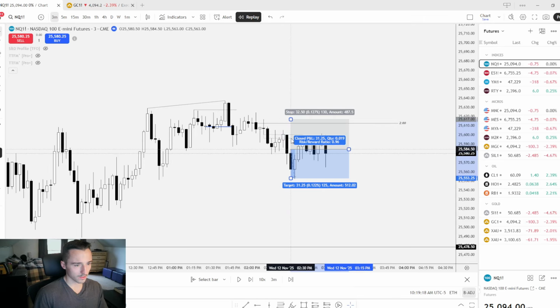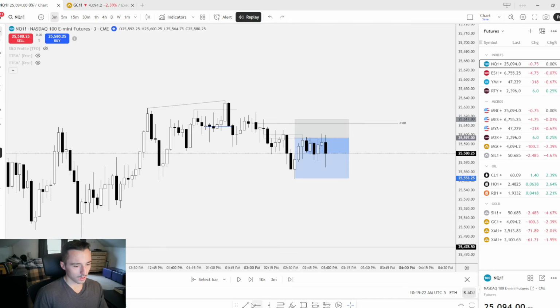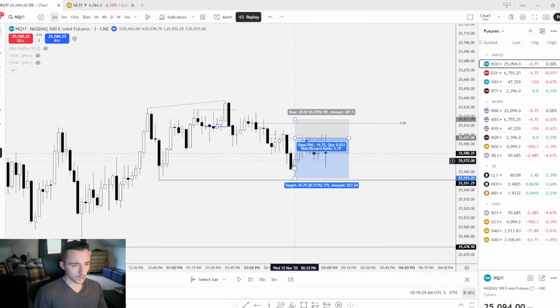I must have got filled a little higher. Right, so I targeted a 2R, and I wanted to see this low get swept, but we ended up not sweeping it right here. But I targeted a 2R, and then I got stopped out at break even. Right, so those were the 2 trades that I took on this day.